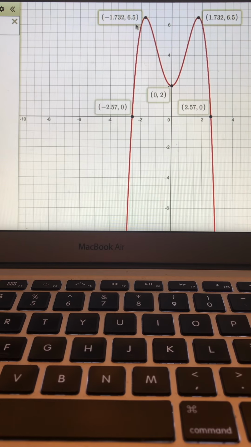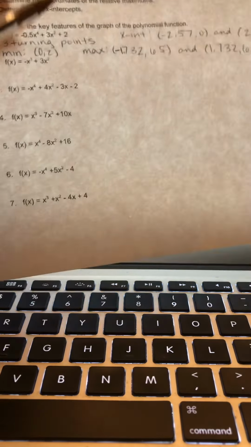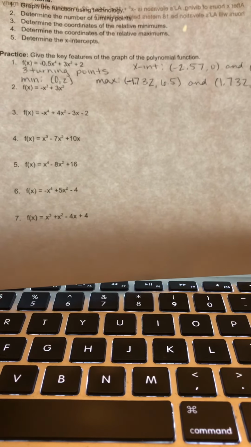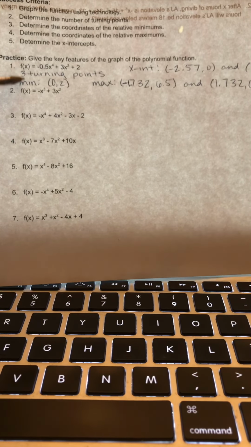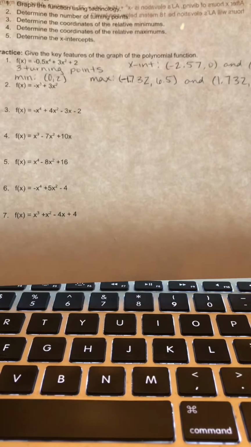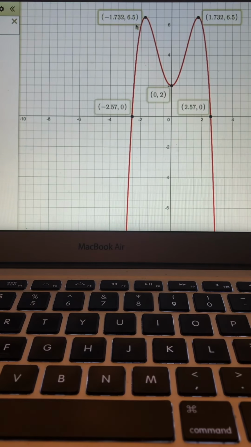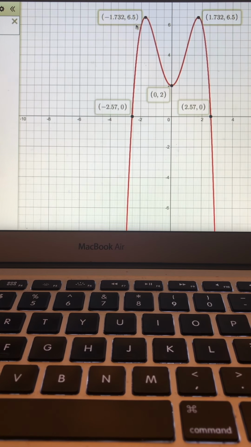All right, so I'll show you, see if you could see this, but that's what the answer would look like there. So 3 turning points, your minimum, your 2 maximums, and then your 2 x-intercepts. So that's what you're doing here. So go ahead and finish up into number 10.